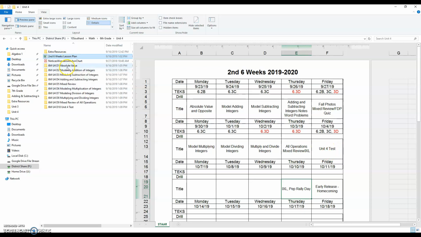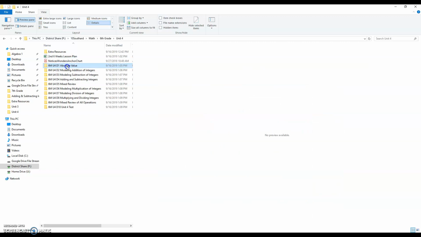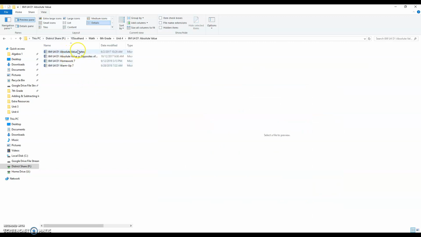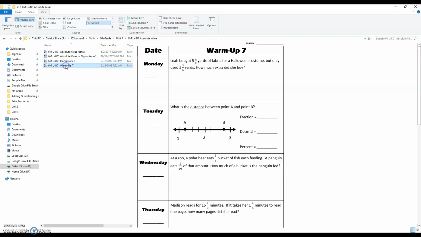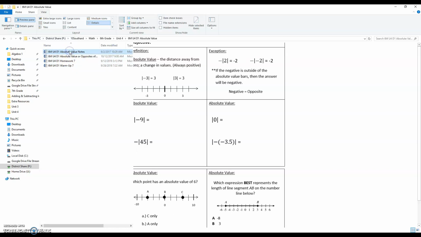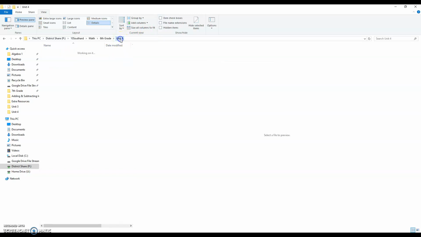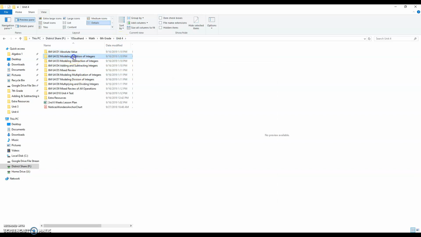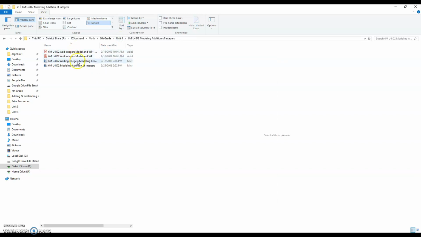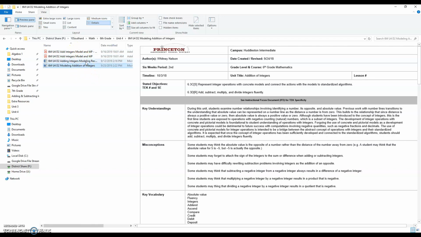So your resources are embedded underneath these folders. For your first day, in here you have your homeworks, you have your warm-ups, you have your notes, and then you have some activity or practice worksheet in each of these. So if you were to go in here, this is where you can find everything that you need.